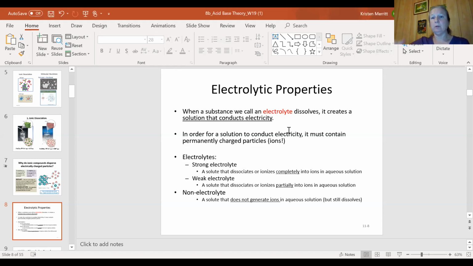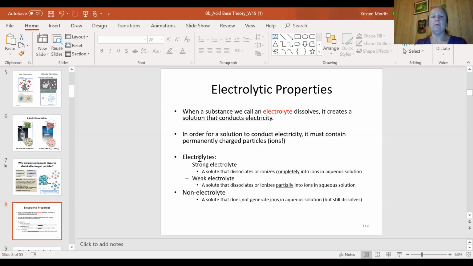So if you put a charged wand in there and turn on a current, don't put your finger in, it's going to conduct electricity because of the ions. It's traveling across through an ion exchange. So it has got to have ions to be an electrolyte. Molecular dissolution, which is simply the molecule dissolves but no ions are created, is called a non-electrolyte. It will not conduct electricity.